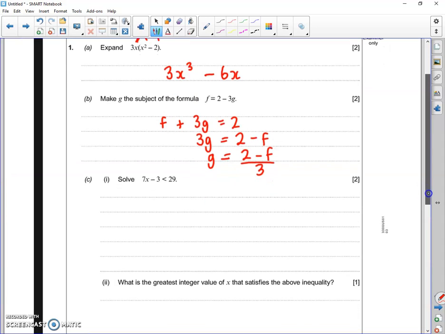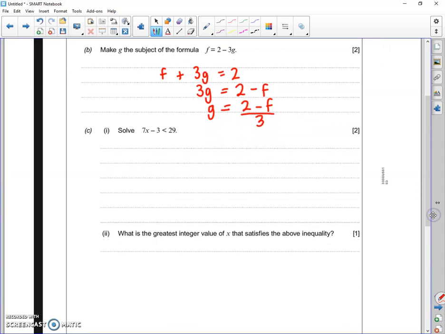Part c is to solve an inequality. Solving an inequality is basically the same as solving an equation, apart from the inequality sign in the middle. And you get part 2 at the bottom, talking about integers, whole numbers. But to begin with, if we solve this inequality, 7x minus 3 is less than 29. The minus 3 becomes a plus 3 on the other side. So 7x is less than 29 plus 3, which is 32. So 7x is less than 32.